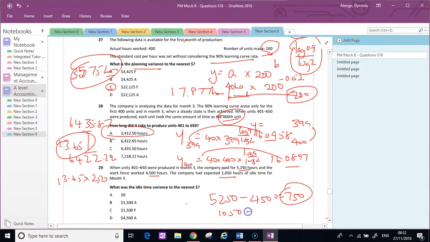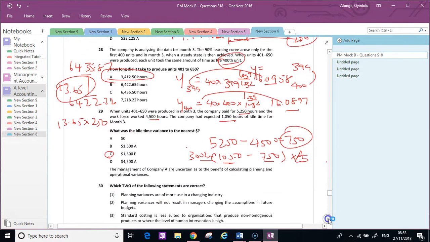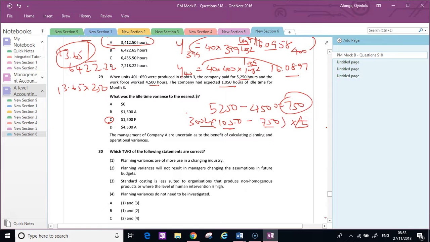So you have a favorable variance, first of all. You expected them to just be hanging around for 1050, but they actually hung around or had coffee for 750. So this minus this, times £5, which is your standard cost. This minus this is 300 hours. So 300 times 5 gives you 1,500 favorable. So 29 is C.